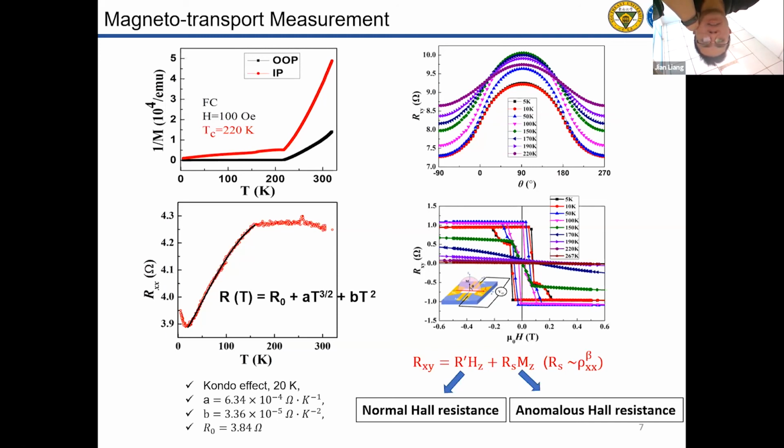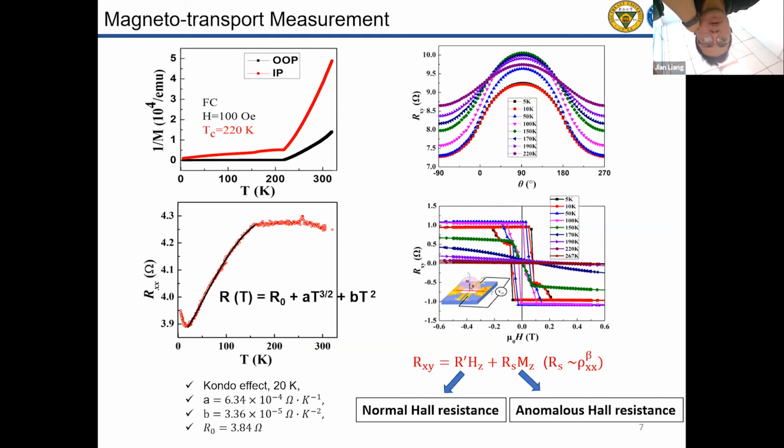Let us see the anomalous Hall measurement. From the Hall loop, we further confirm that the easy axis is along the out-of-plane direction of the flake. In the previous report, the Hall resistance decreases with increasing temperature. However, in our work, it is found that the largest Hall resistance is at 50 Kelvin instead of 5 Kelvin.